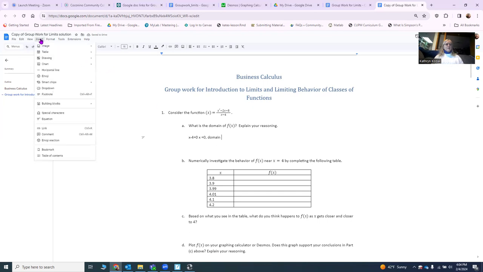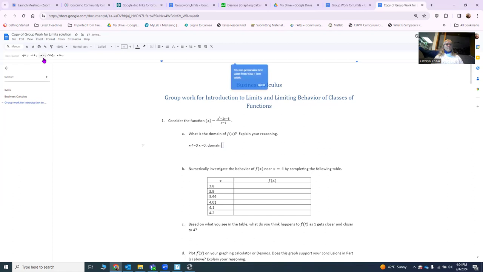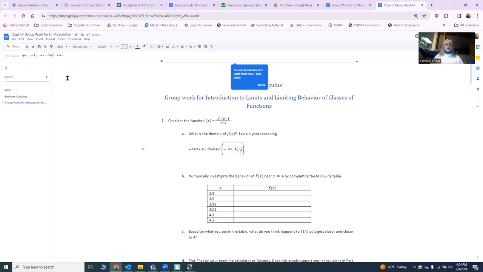And the easiest way to write this, if I insert an equation, I can write this in parentheses notation, going from negative infinity to 4 open and then union that with 4 to infinity. So there's my domain. Now, what we want to do is investigate the behavior.